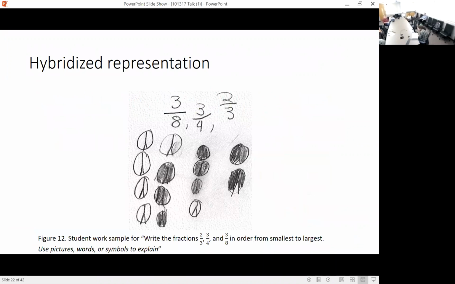So perhaps more illustrative, here's another example of a hybridized representation. The student, this is in response to "write the fractions 2/3, 3/4, and 3/8 in order from smallest to largest." And we see that the child has drawn several circles, presumably to draw set models of the three quantities, filling in 3 circles out of 8 to represent 3/8. Things get hybridized though when the kid partitions those circles.